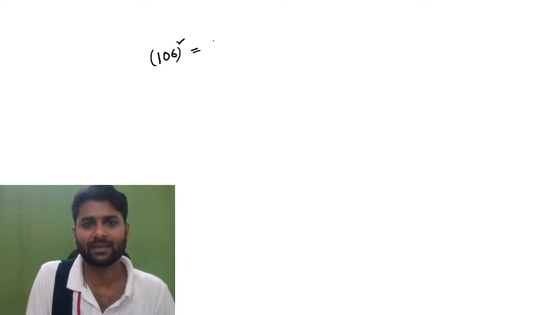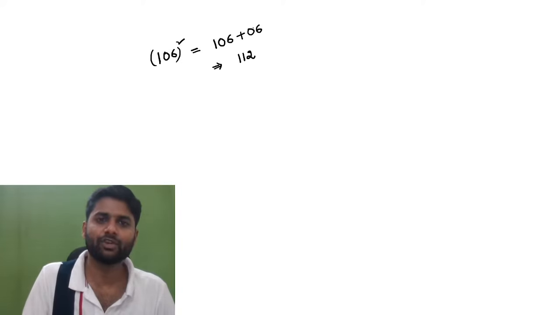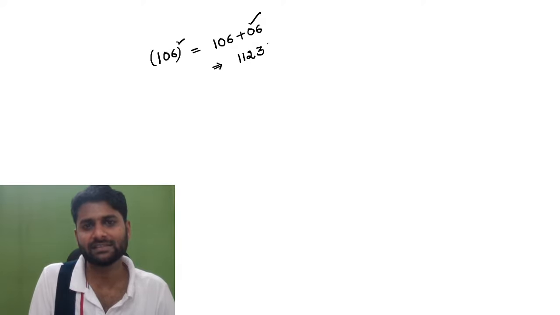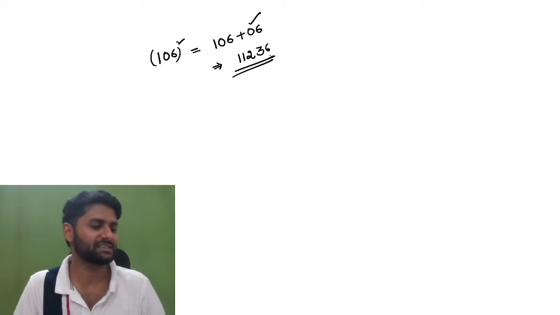Now, let me write the steps again. 106 is more than 100 by 6 units. So 106 plus 6 is equal to 112. And you know that we are adding 6 units. Square of 6 is 36. So the answer is 11236.